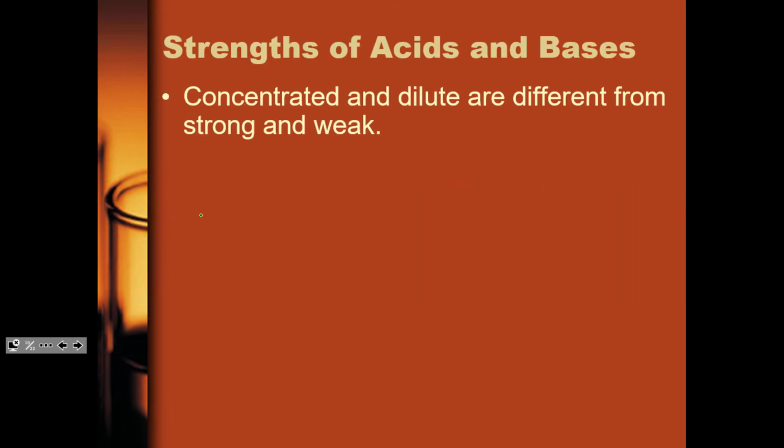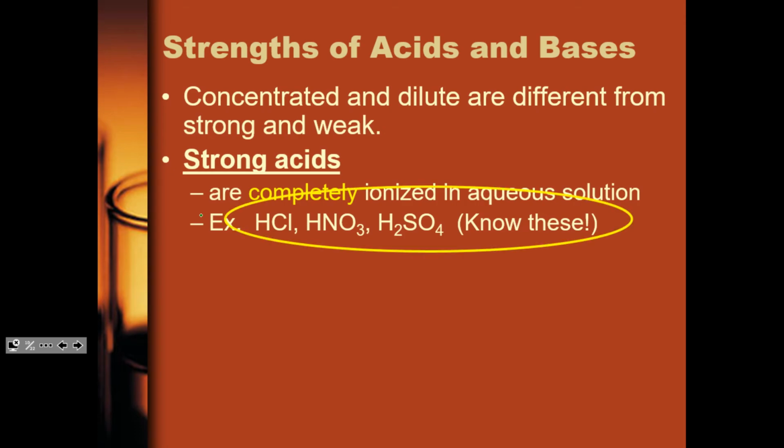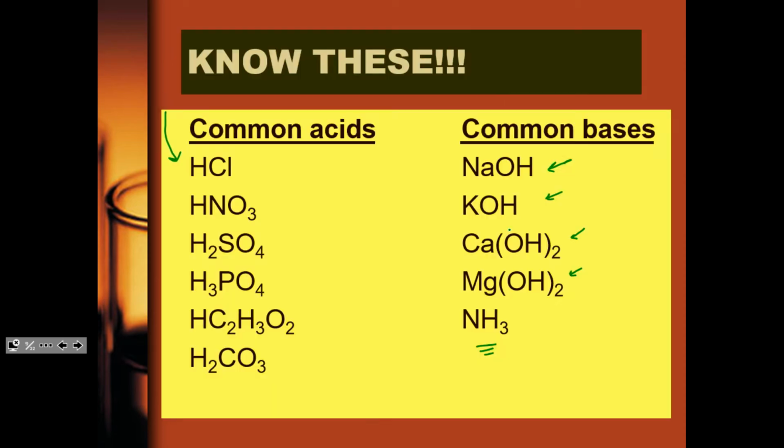Strengths of acids and bases. Concentrated and dilute are different from strong and weak. So you can have a strong acid and a strong base, and they can both be concentrated or dilute. Strong acids are completely ionizable in aqueous solution. So here are our strong acids: HCl, HNO3, and H2SO4. Real quick, let's go back, and I actually want you to label those. So strong, strong, and strong. And there are others, but these are the three that we want you to know.